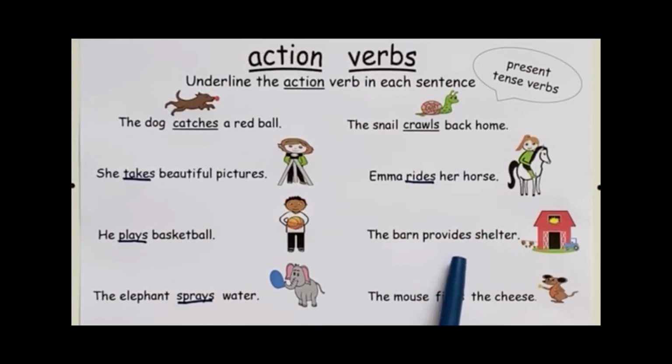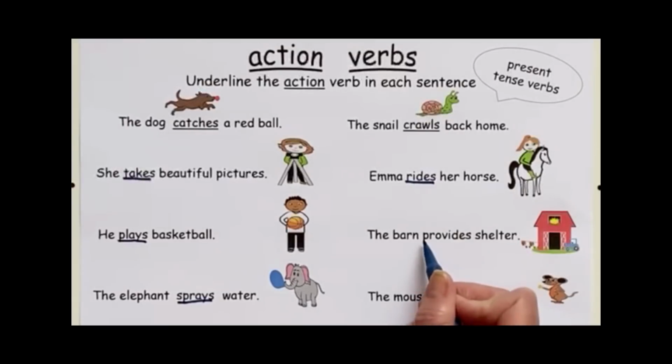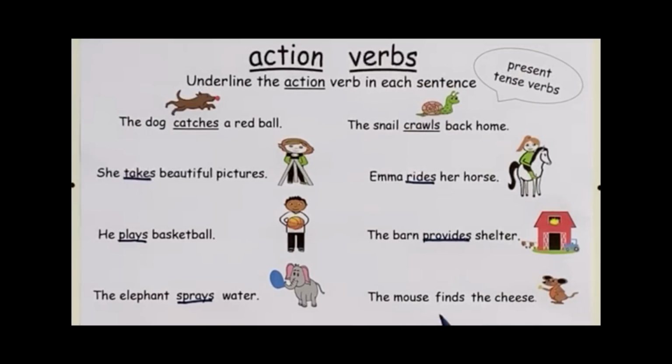The barn provides shelter. That's an interesting one. The barn is a thing, but that's where the horses stay at night and perhaps other animals, so it provides shelter. It gives them cover. So what does the barn do? It provides. And our last one is the mouse finds the cheese. What does the mouse do? Finds. He finds or she finds the cheese.